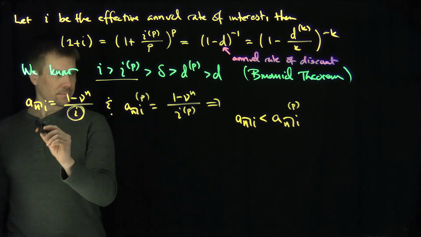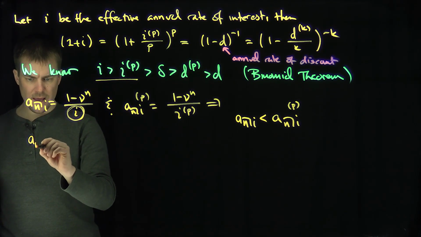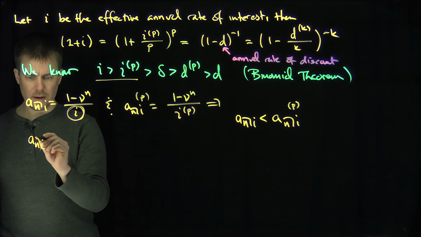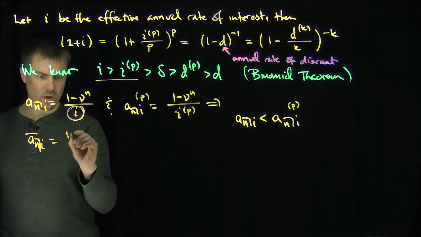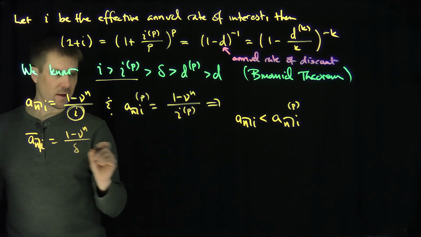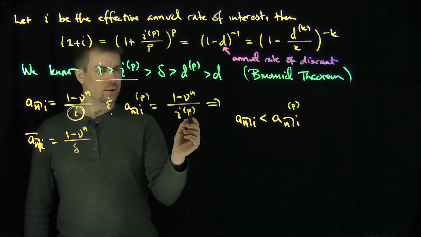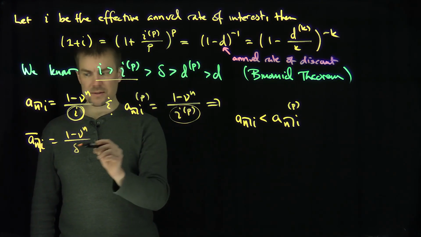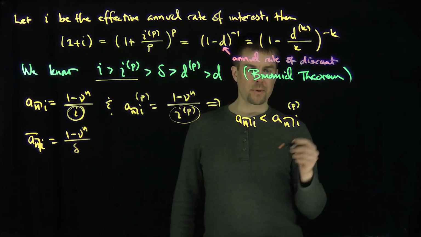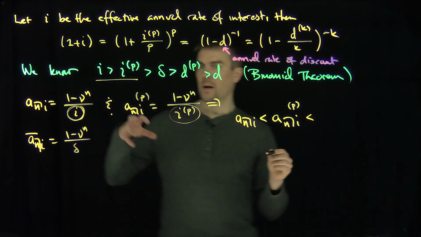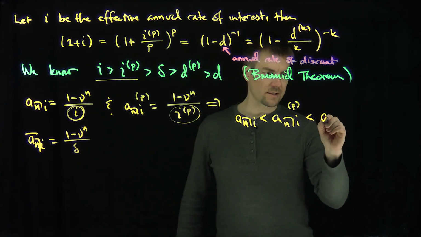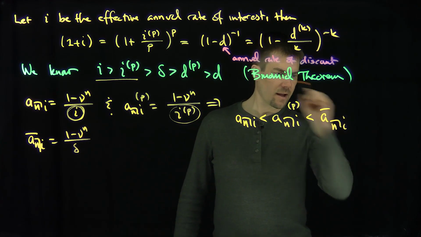We know that a-bar angle n at i is (1 minus v^n) over delta. Now delta is smaller than i^(p), so the continuous annuity has to be bigger still, because you're making the denominator even smaller. That makes the whole thing bigger. So a angle n at i^(p) is less than a-bar angle n at i.